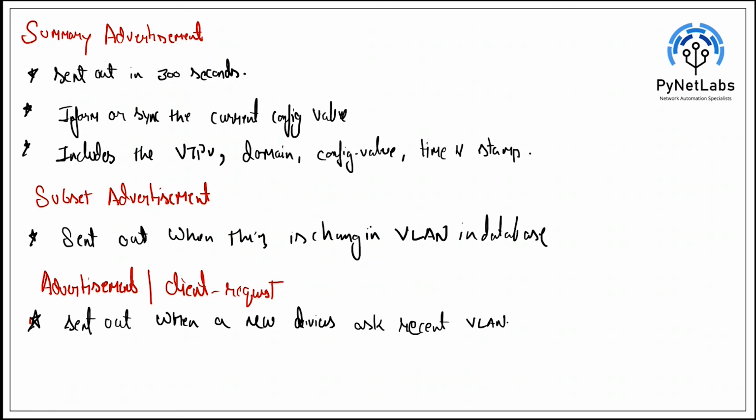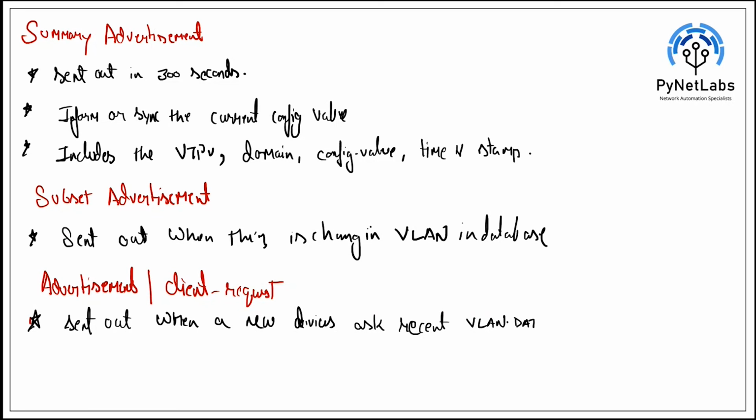Sir, that means if we configure a new switch as a server, then these client devices will send it? It's not only about a new device, it's about existing devices as well. If an existing device wants to synchronize the VLAN database, it wants to get the copy of the VLAN database, and in that case this client request advertisement is sent out.